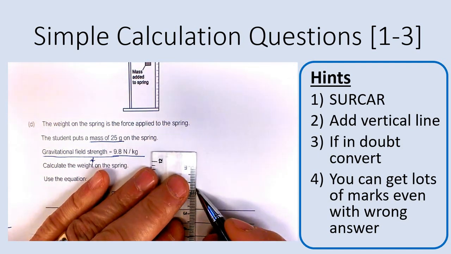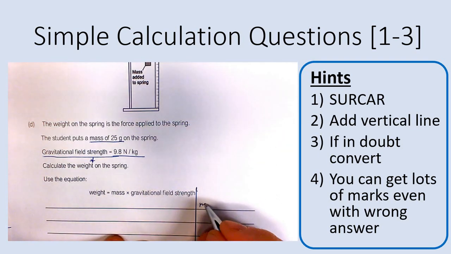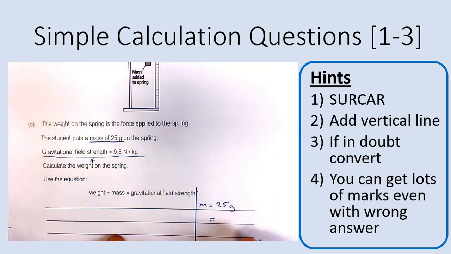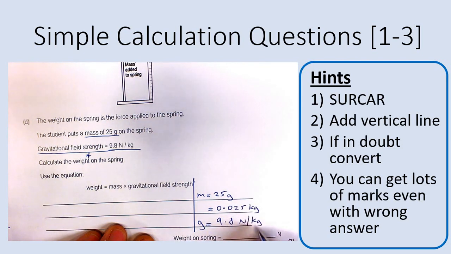I'm then going to rewrite the values with their units, put my line down there. So I'm going to start off with m is equal to 25 grams. Now, that's an unusual value to use for mass, so I'm going to put it into kilograms, which means I need to divide it by 1,000, which gives me 0.025 kg. It's 3 marks. I've already gained 1 mark just by doing that. The next one I've got is gravitational field strength, which I can remember is g is 9.8 newtons per kilogram.